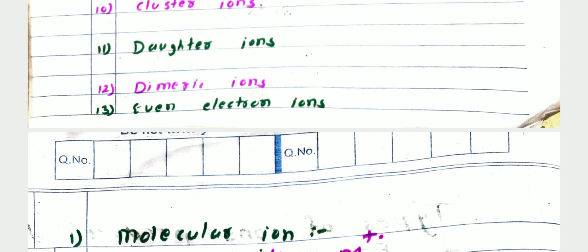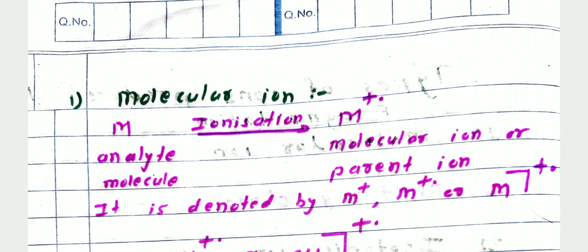The first one is the molecular ion. Here the analyte or molecule M, when ionized in the ionization chamber, forms M plus dot. This M plus dot is called the molecular ion or parent ion. It is denoted by M plus dot, or M in brackets with a plus dot.